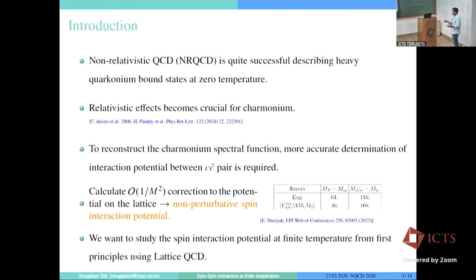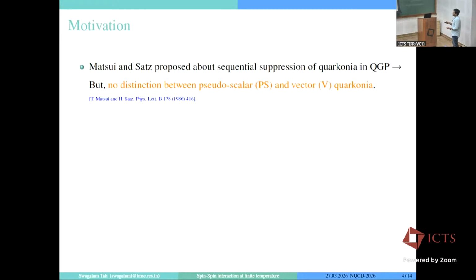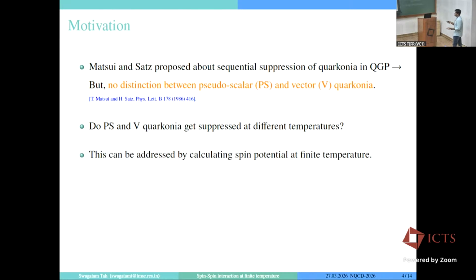So we have to first study it from first-principle lattice QCD calculations. Another motivation is that we have heard multiple times that Matsui and Satz proposed the sequential suppression of quarkonia, but there is no distinction between pseudoscalar and vector states. So will they melt at the same temperature or at different temperatures? We want to pose the question: do pseudoscalar and vector quarkonia get suppressed at different temperatures? This can only be addressed if we calculate the spin interaction potential at finite temperature.